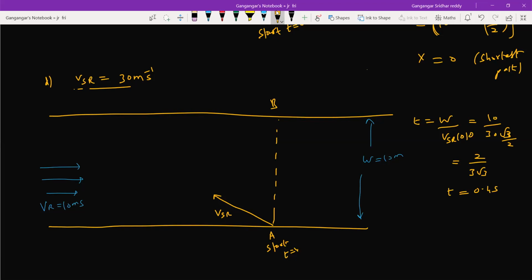Then what about the drift? Drift is given by x is equal to, theta is 30 degrees, into time. The value of VR is 10 minus, this will be 30, sine 30 is 1 by 2, time 0.4. So 5 into 5, 5 for 20, minus 2 meter. What do you mean by minus 2 meter? The drift will be negative.